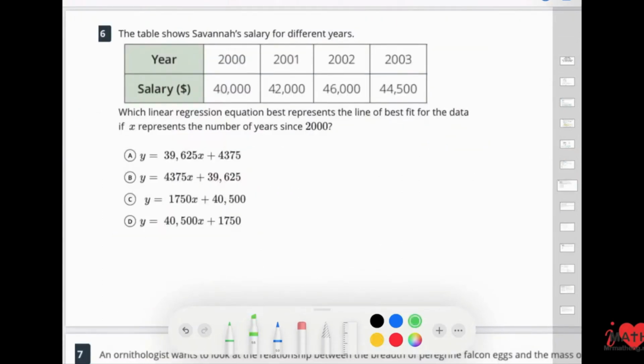So we're going to be using the linear regression equation that best represents the line of best fit. That means our regression line, the least squares regression line for the data, if x represents the number of years since 2000. Okay, so let's punch in those numbers.